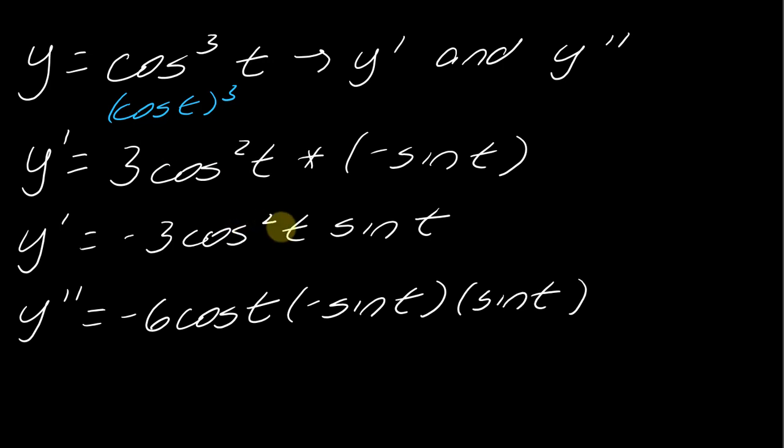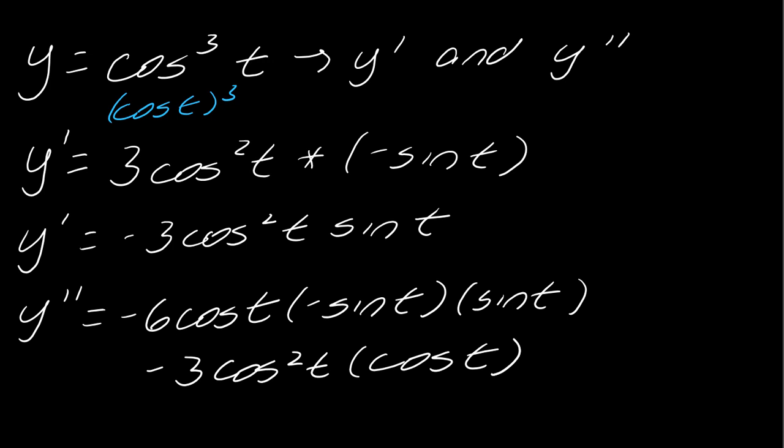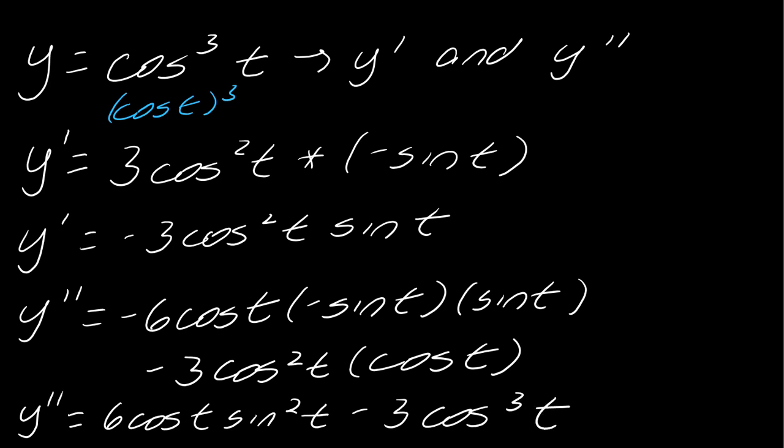So I took the derivative of this function using the chain rule. Now I need to just take the derivative of this function. So this is going to be minus 3 cosine squared t, so leave that alone. Take the derivative of sine t, that's going to be cosine t. I'm running out of space here, but I think I can cram this in. So this will become 6 cosine t sine squared t minus 3 cosine cubed t.